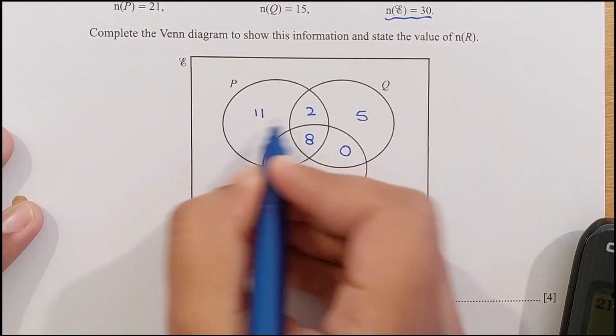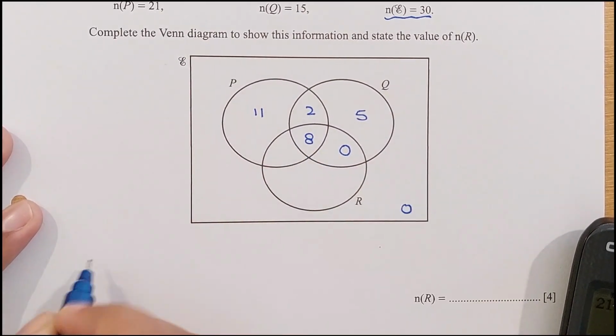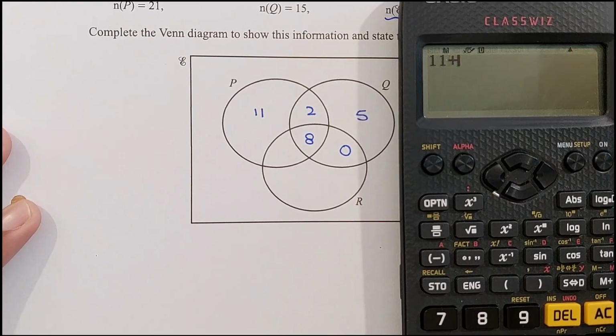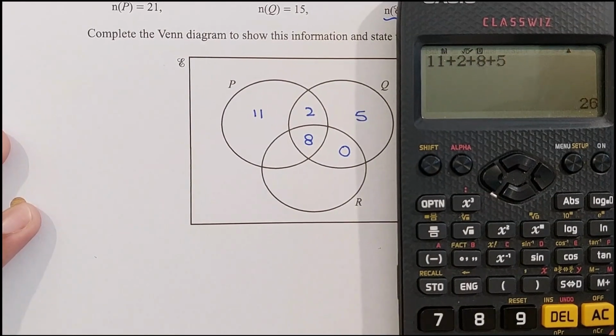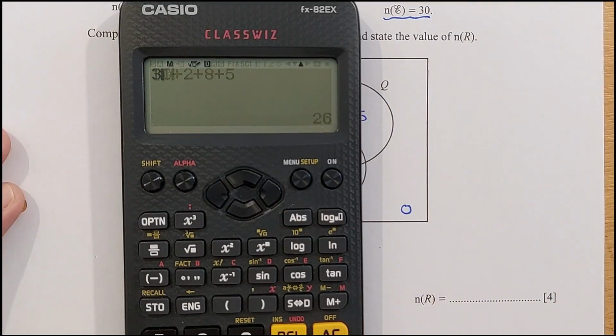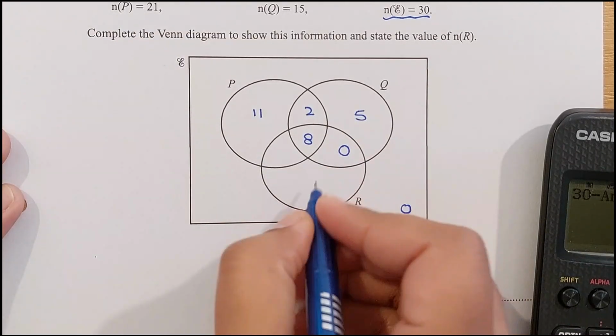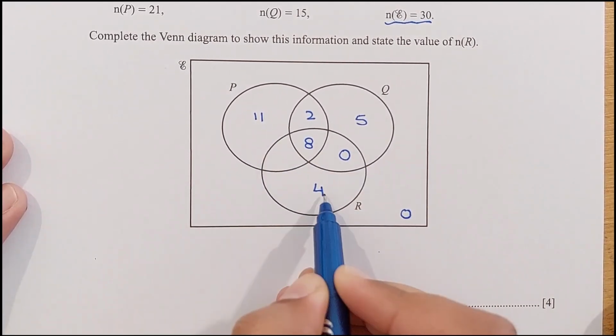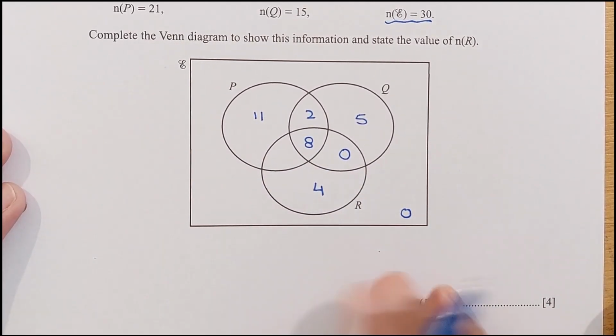Okay, so we have 11, 2. Let me add: 11 plus 2 plus 8 plus 5. This is 26, and the total is equal to 30. So 30 subtract the answer, so we have 4 elements here. So the number of elements in set R, if these are the elements in set R, is 4 plus 8, that is equal to 12.